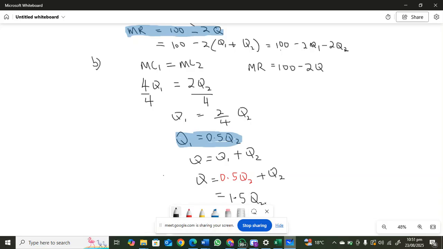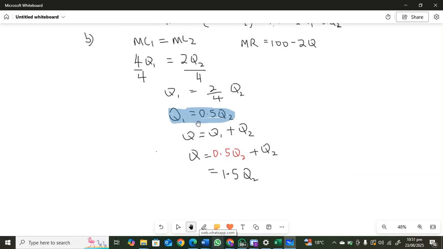1.5 Q2. Okay, I believe this is where I was kicked out from. Remember, we found that Q1 equals 0.5 Q2. So we substituted Q1 for 0.5 Q2 in this equation, where we were given that Q equals Q1 plus Q2. So Q1 becomes 0.5 Q2, and when you add 0.5 Q2 plus Q2, you get 1.5 Q2.